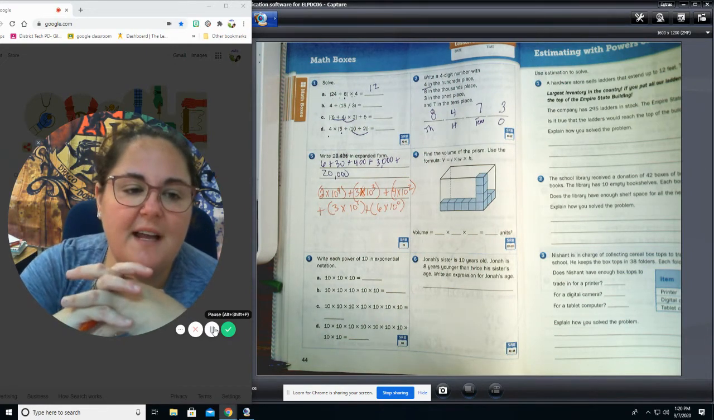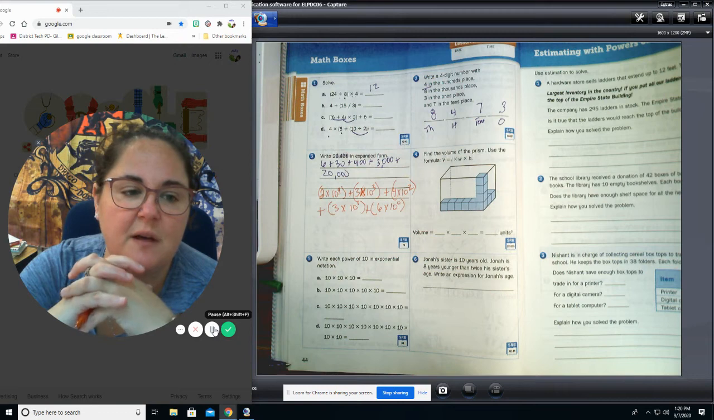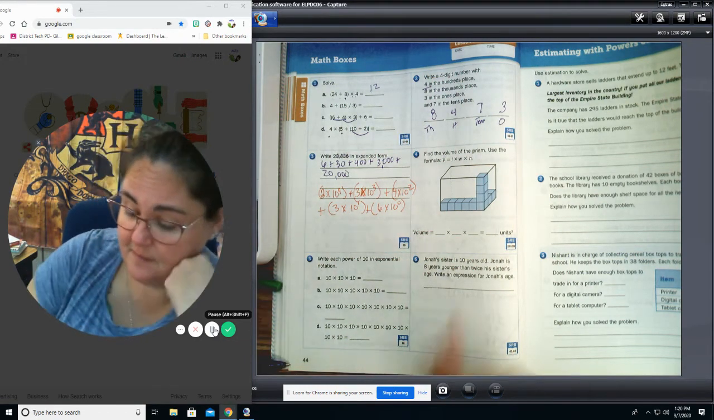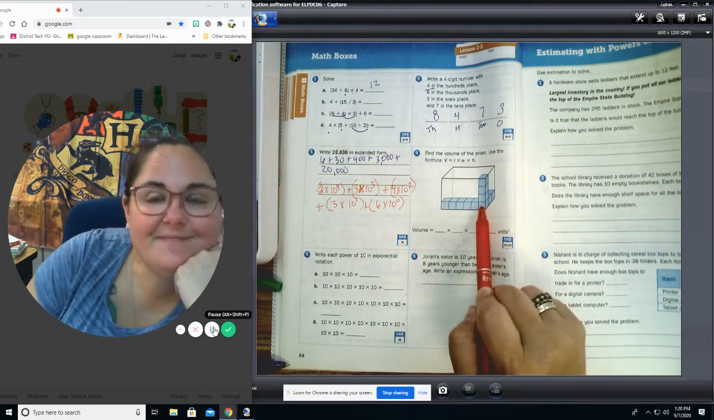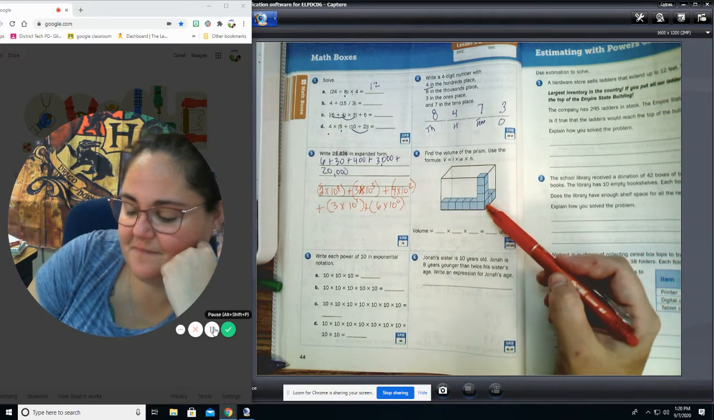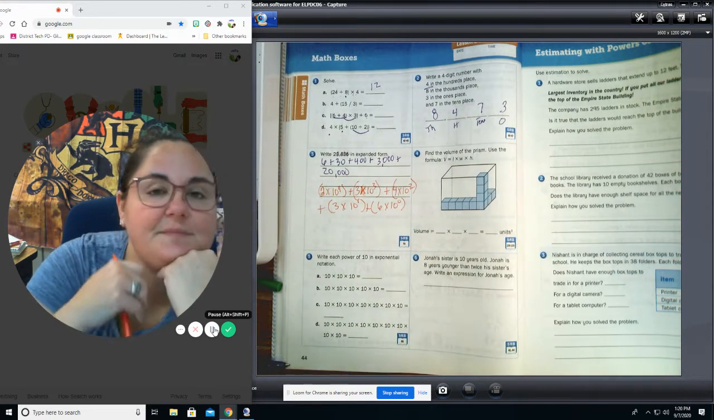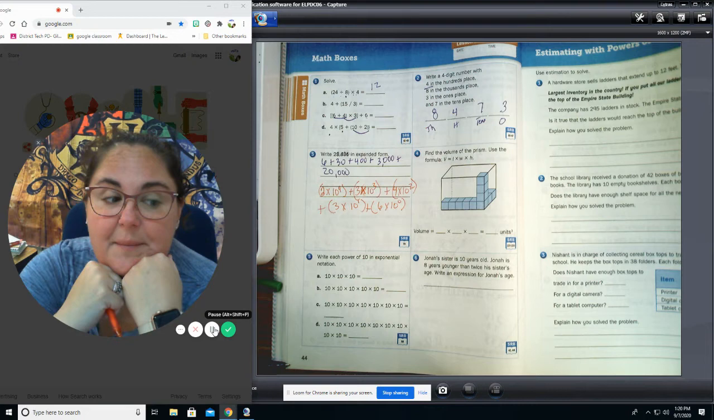Number 4, find the volume of the prism using the volume equals length times width times height. So what is my length going across? What is my width? And what is my height? Multiply them.